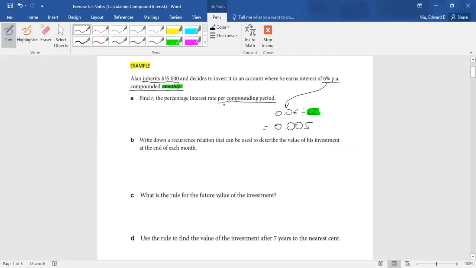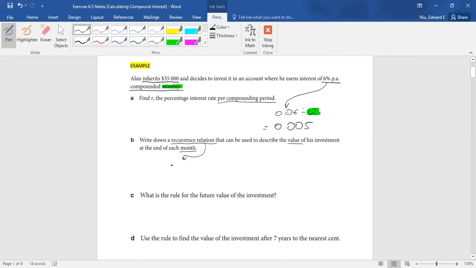Now that we've figured out our adjusted interest rate at the monthly compounding period, what we then do is write a recurrence relation. The recurrence relation, remember, is finding out the value period by period. Here we're talking about months, so month by month. Pretty tedious stuff. So write down a recurrence relation that can be used to describe the value, and we're going to use the pronumeral V of his investment at the end of each month.